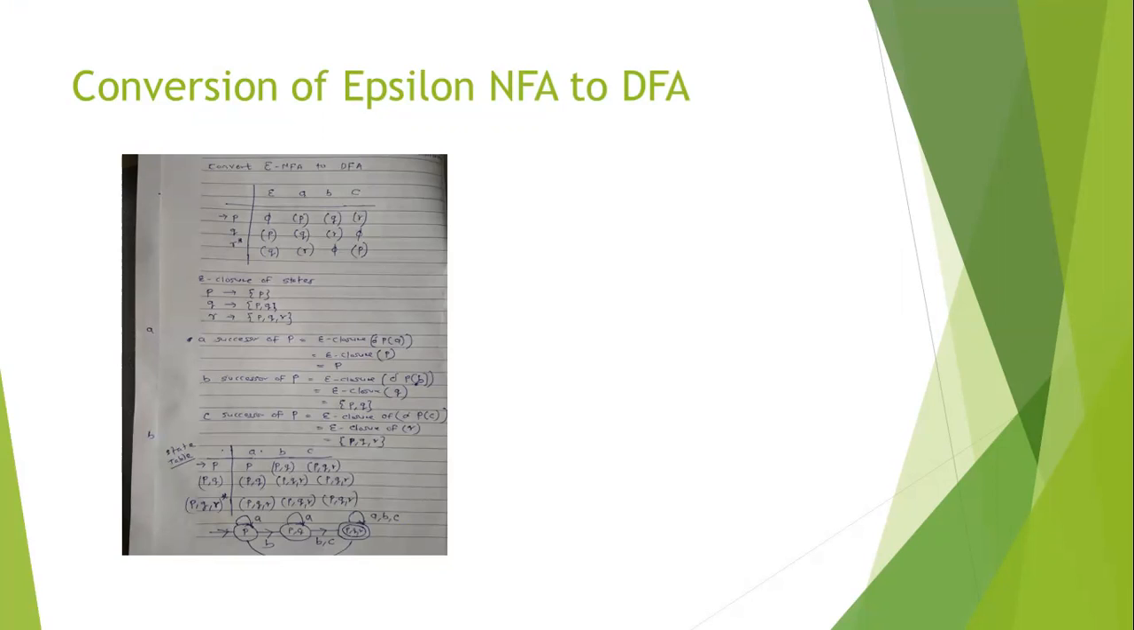Now we'll find P to B. So P to B is Q. So what is the epsilon closure list of Q? That is P comma Q. So we are getting P comma Q. Now P to C is R. What is the epsilon closure list of R? It's P comma Q comma R. So we are getting P to C as P comma Q comma R. So in this way, we are getting the values of P for A, P for B, and P for C. Okay. So in this way, we are getting the first row: P, P comma Q, P comma Q comma R.